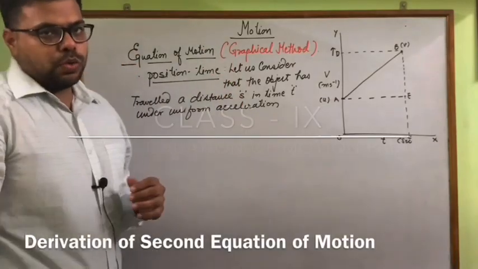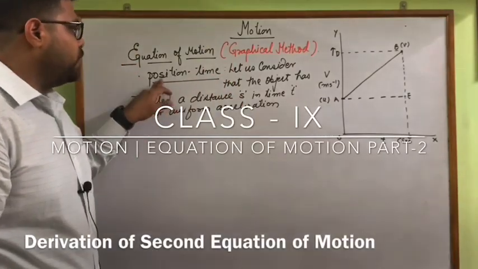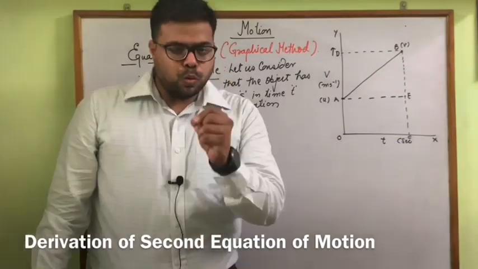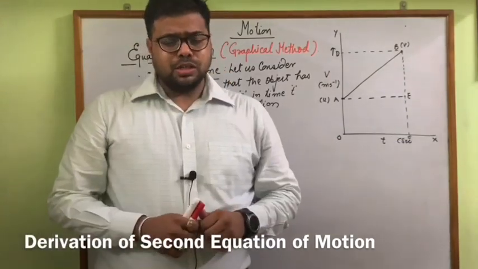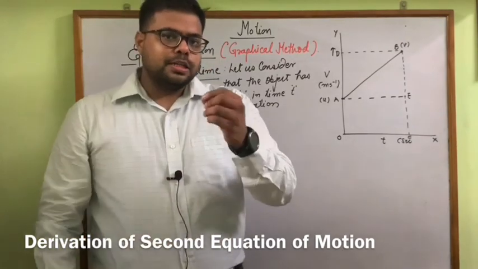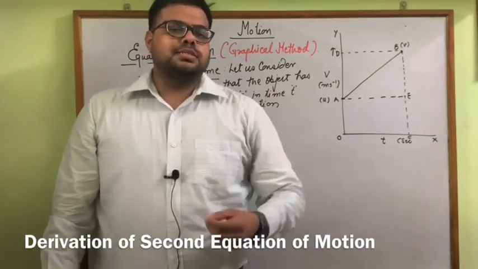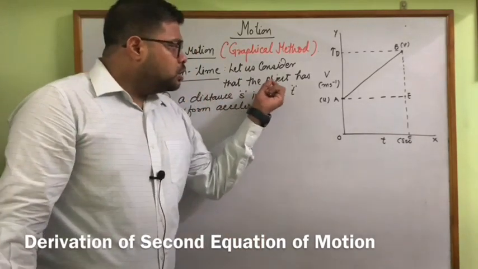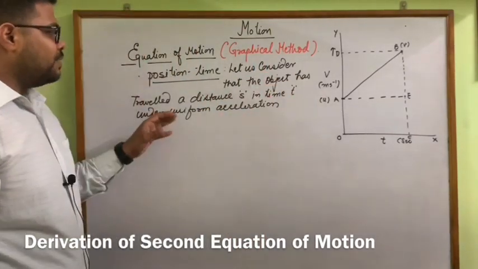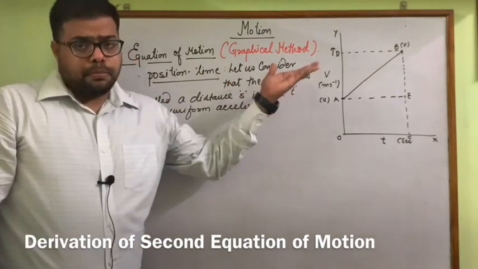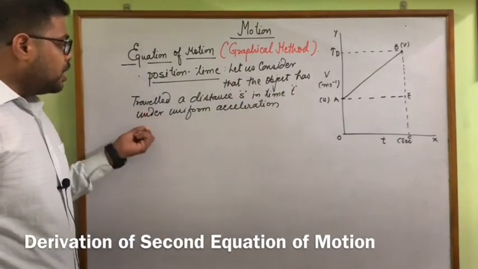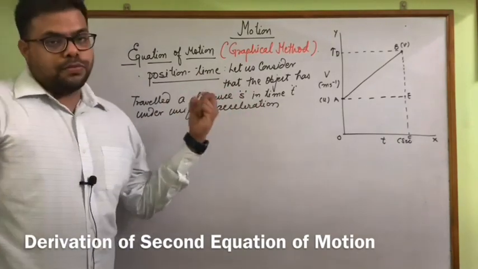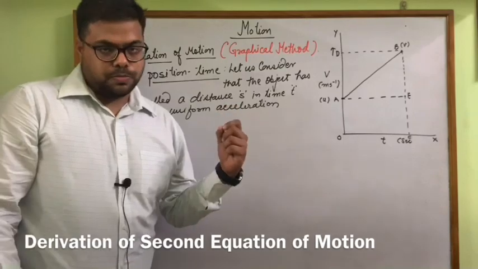The next equation of motion, the relation between position and time. Now when a particle moves with uniform acceleration, definitely after some time it travels some distance. So let us consider that the object has traveled a distance s in time t under uniform acceleration. Again I repeat, under uniform acceleration. This is a must condition.